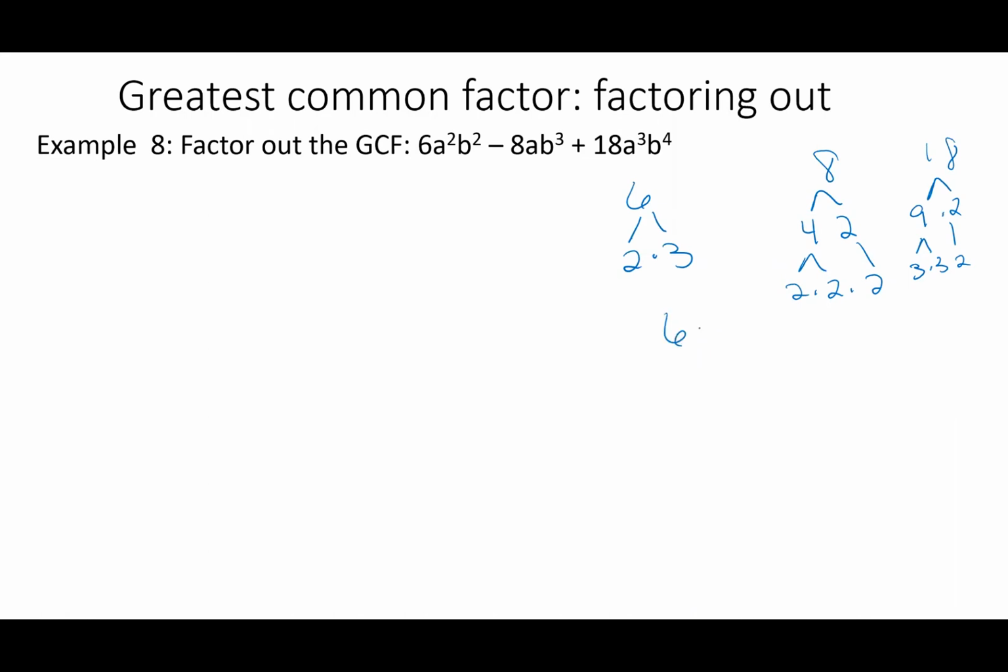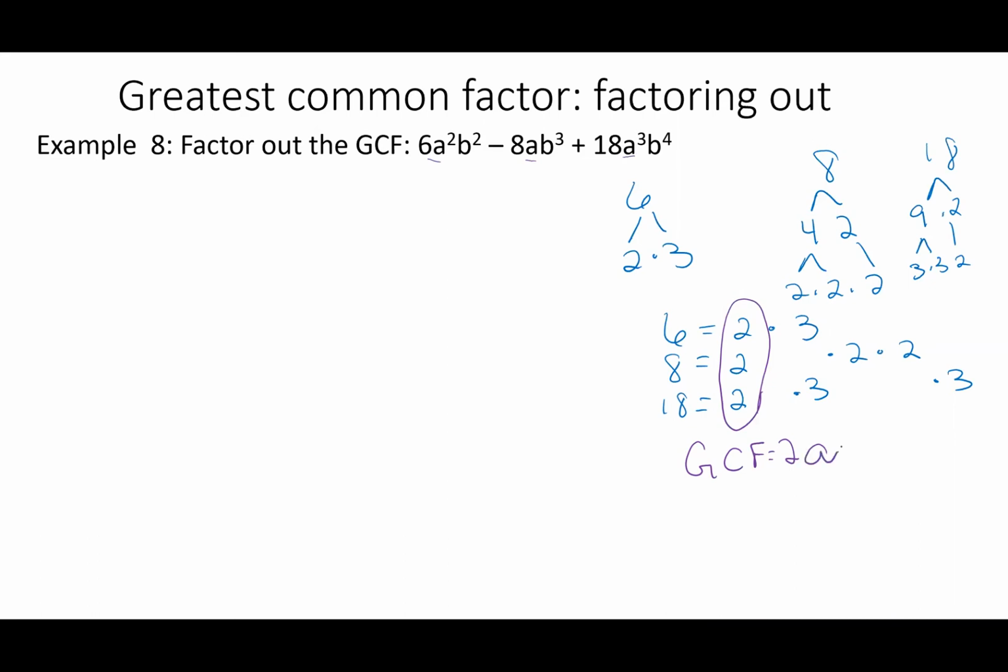6 is 2 times 3. 8 is 2 times 2 times 2. And you know I'm skipping the 3 because the 2's don't match. 18 is 2 times 3 times 3. So the only thing in all 3 of them is that 2. So my GCF is 2. Looking at my A's, I have an A in everything, and my smallest power is A.